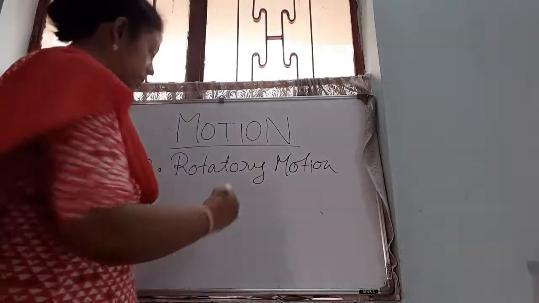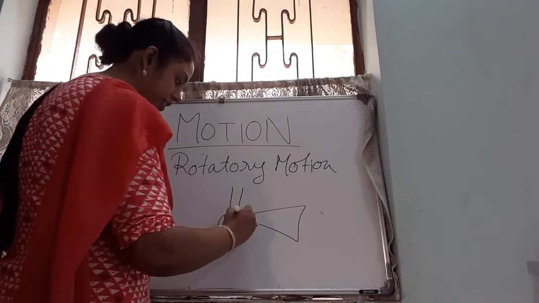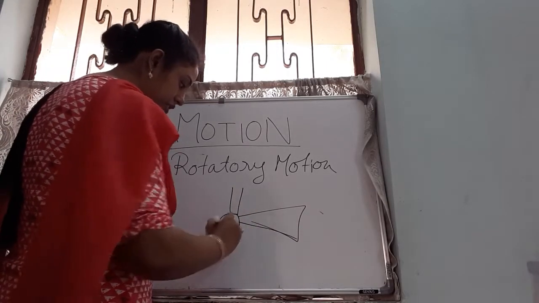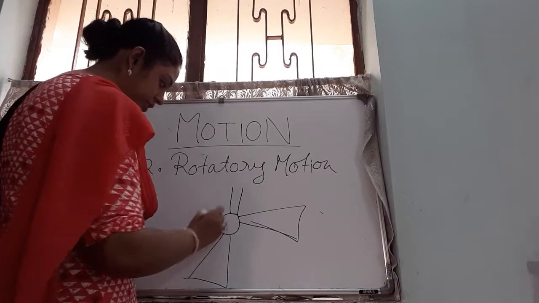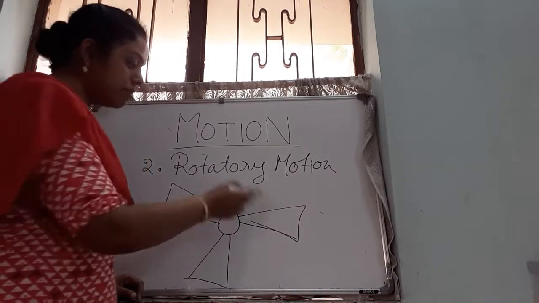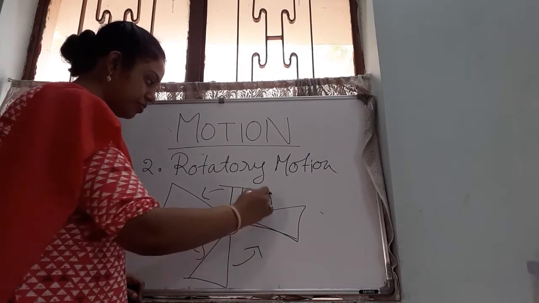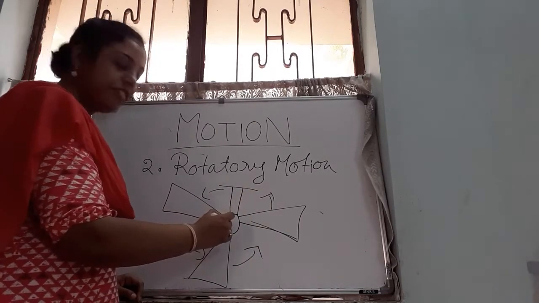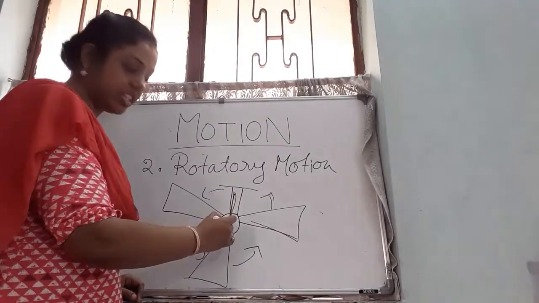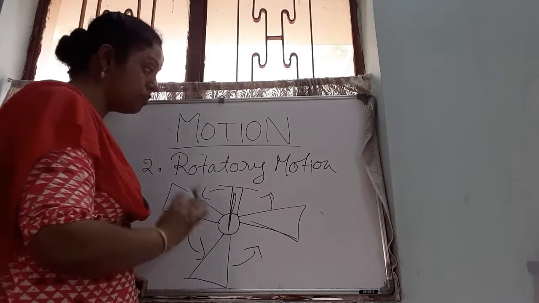Suppose the blade of a fan. The blade of a fan. This is rotatory motion. The blade of a fan is moving in one direction surrounding a fixed axis. The axis is fixed. The axis is not changing its position. So that is rotatory motion.